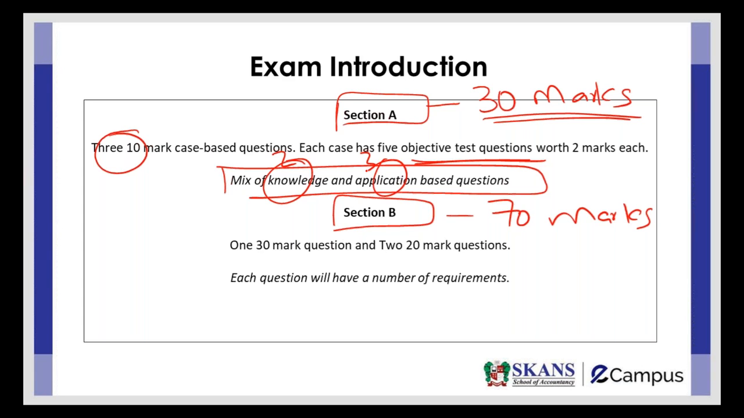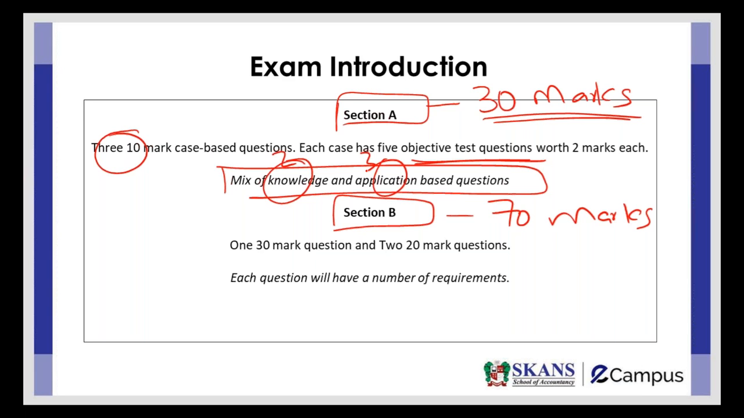So case study 1, which is what we called OT case, objective test case. OT case 1, small scenario, 2 questions which are based on your technical knowledge, nothing to do with the scenario, and 3 for which you'll have to use the scenario as well.